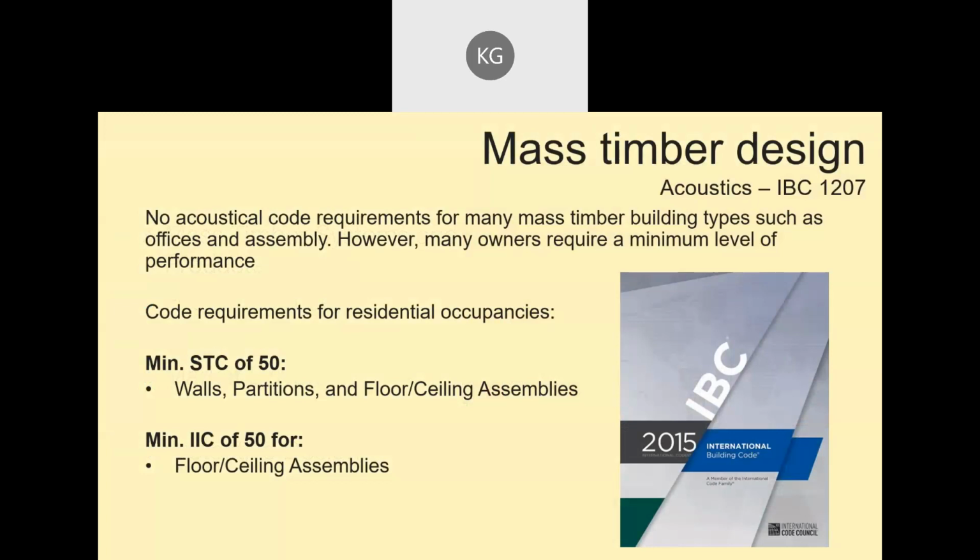Okay. So the IBC doesn't give much in the way of guidelines or recommendations for acoustics. The only thing they do say is that for residential occupancies, the walls and the floors that separate one unit from the next or one unit from a common area need to have an STC rating of 50. And they also require an IIC rating of 50 in the floor and ceiling assemblies. But there's no other recommendations for other occupancies, but generally speaking, 50 is a good number to shoot for when looking at acoustics.